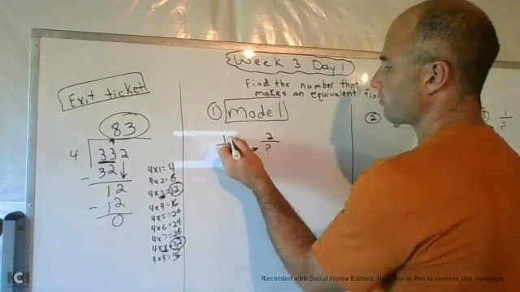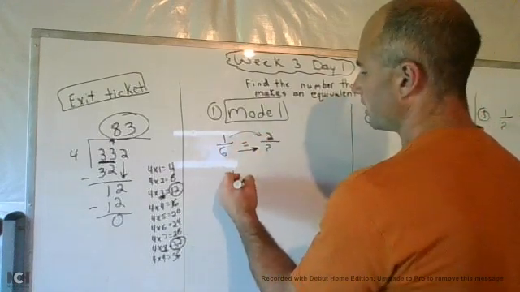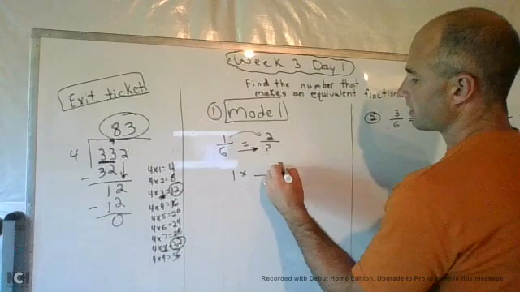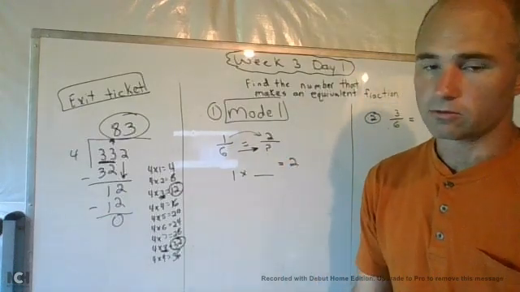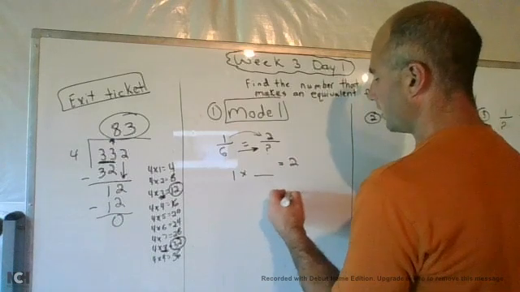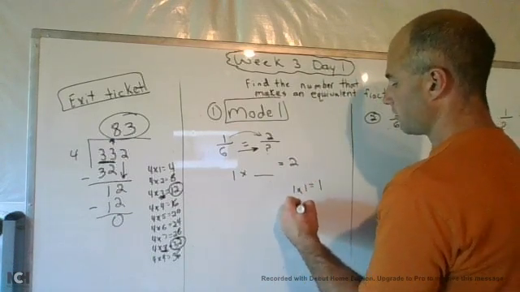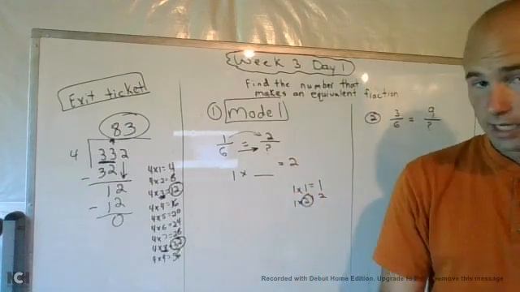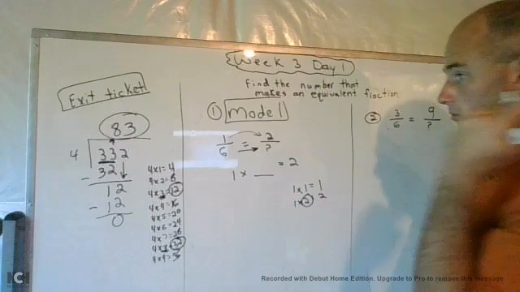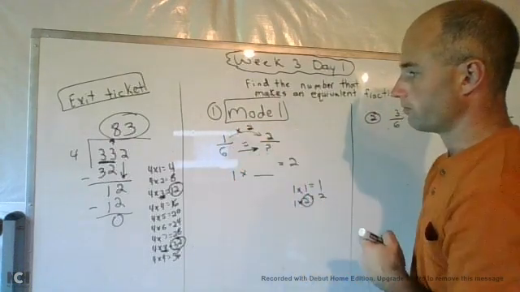So how did I get from 1 to 2 is what I have to ask myself. 1 times what gave me 2? Well, let's do our 1 times tables. 1 times 1 equals 1. 1 times 2 equals 2. Oh, it's 2. 2 got me to 2. So 1 times 2 gave me 2.